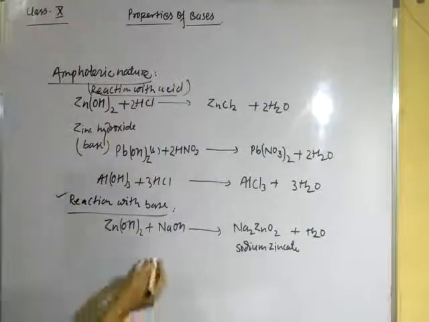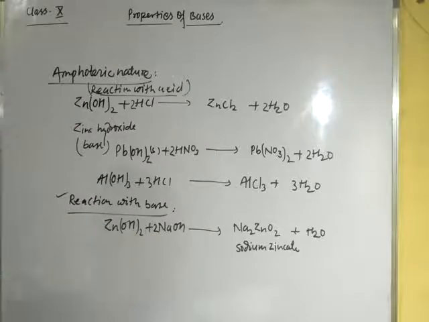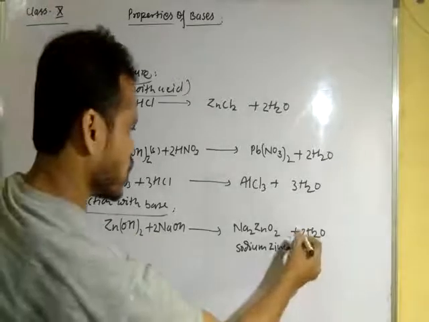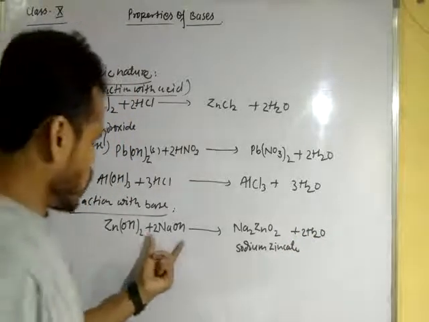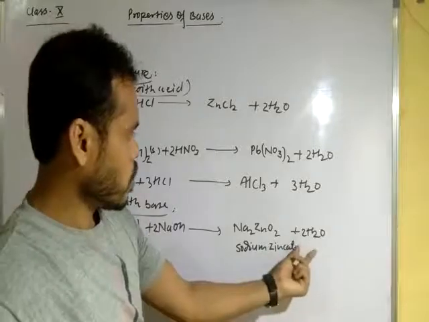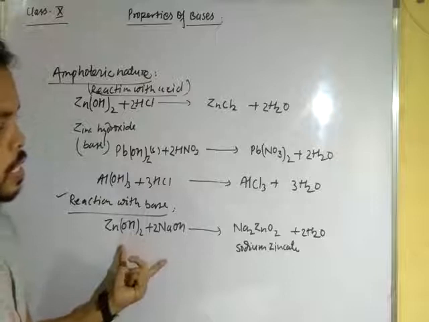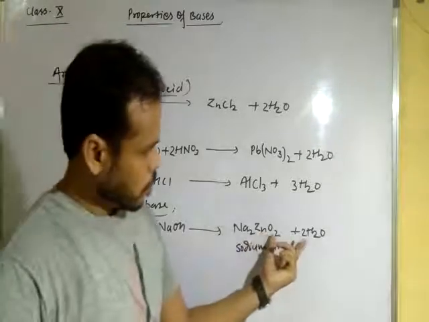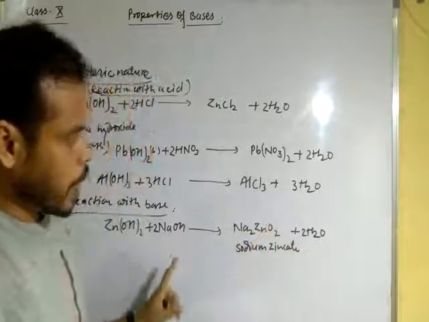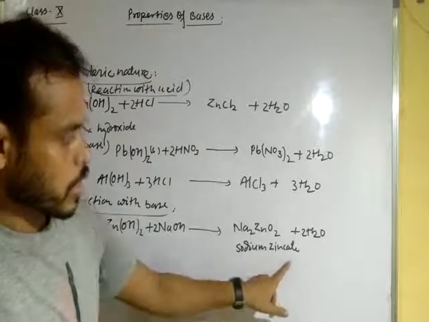To balance this reaction, multiply NaOH with 2, so 2 and 2 make 4. This is a balanced reaction. Okay, dear student, 2 hydrogen, 4 hydrogen, here 4 hydrogen, 2 oxygen, 4 oxygen. On this side also 4 oxygen. This reaction is balanced. The name of this salt is known as sodium zincate.